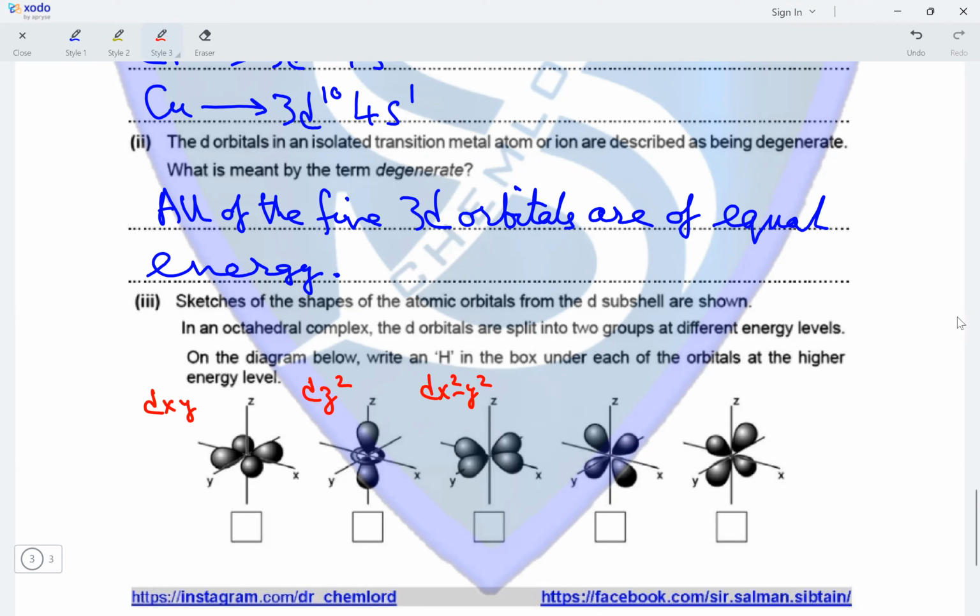The fourth one has its lobes between the x and the z axis, so this is the dxz orbital. And the fifth one has all its lobes pointing between the y and z axis, so this is the dyz orbital. So we needed to find out which are the dx square y square and dz square orbitals, which are orbitals 2 and 3 in the list given, which will be labeled with an H as stated in the question. So these are the two d orbitals at the higher energy level.